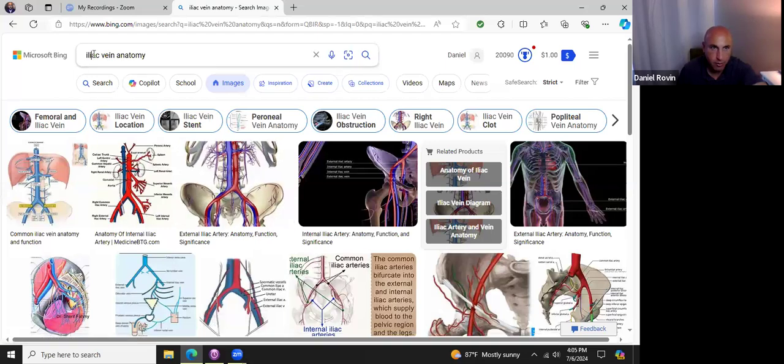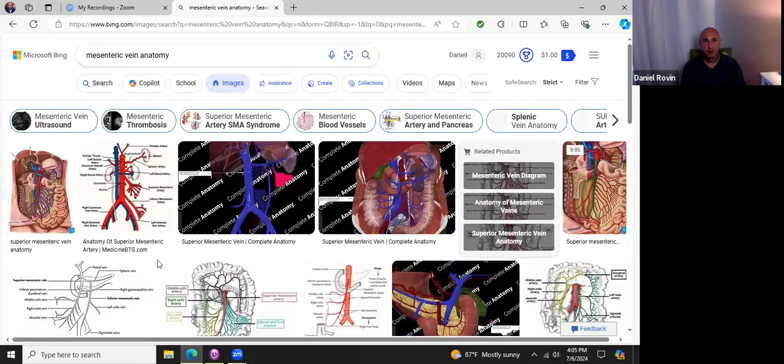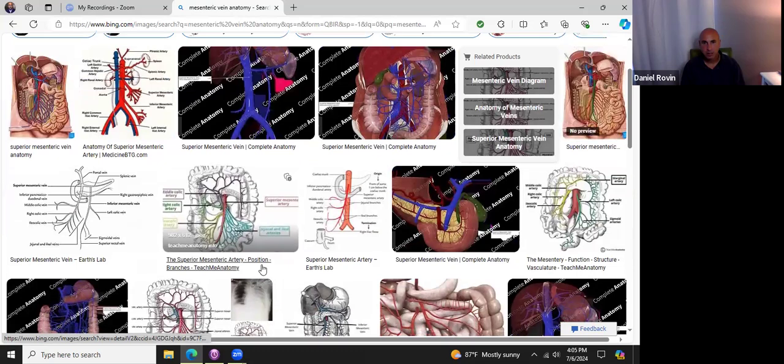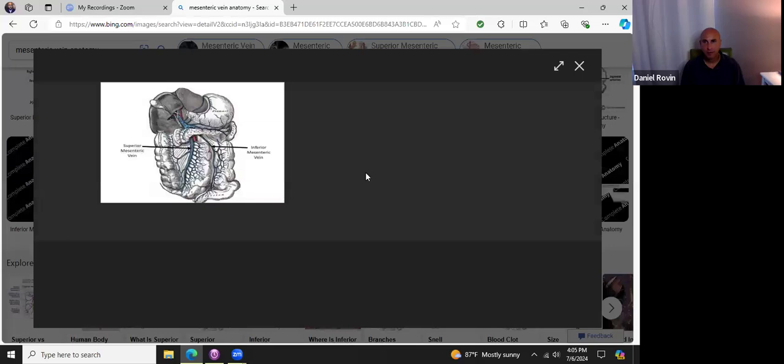Now, I want to show you those mesenteric veins, and it looks just like the arteries. However, there's one big difference.